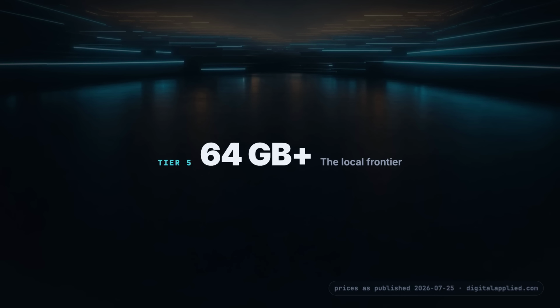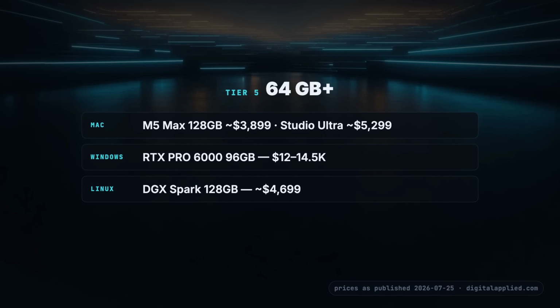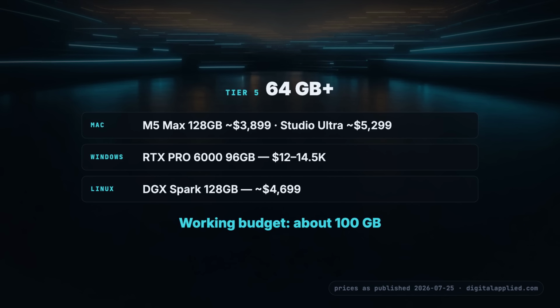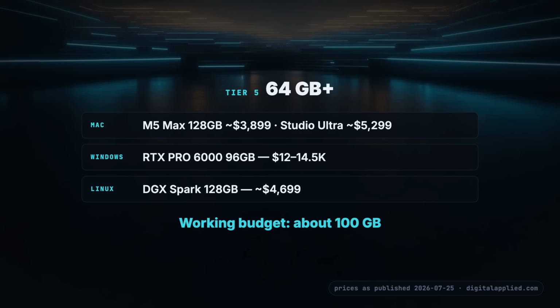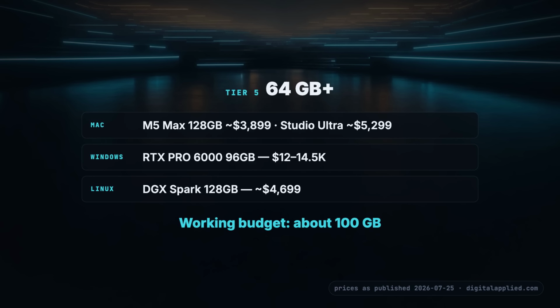Tier 5, 64 gigabytes and up. This is where Apple stops looking expensive and starts being the only option. A MacBook Pro M5 Max with 128 gigabytes is around $3,900. A Mac Studio Ultra with 96 is around $5,300. The NVIDIA equivalent, an RTX Pro 6000 with 96 gigabytes, is $12,000 to $14,500.